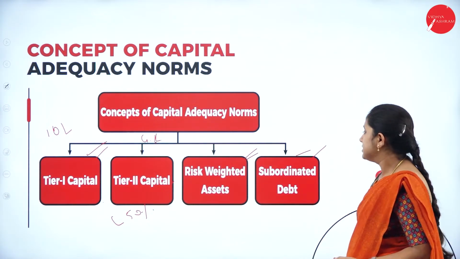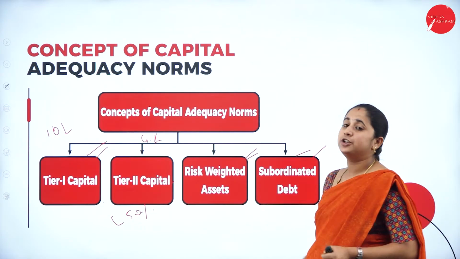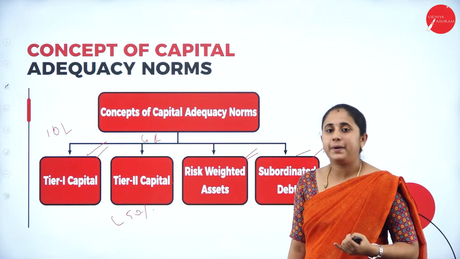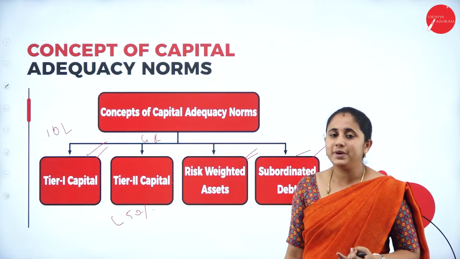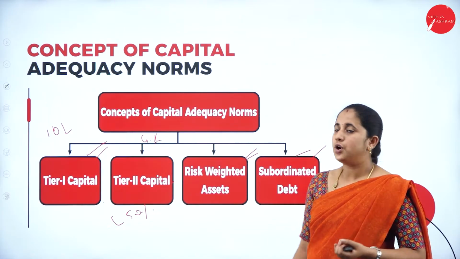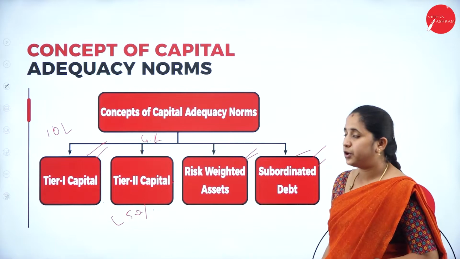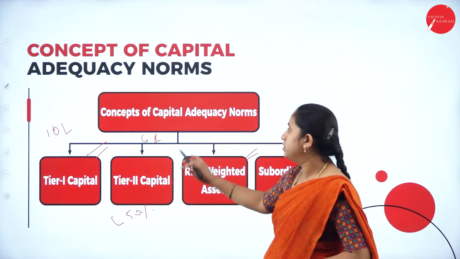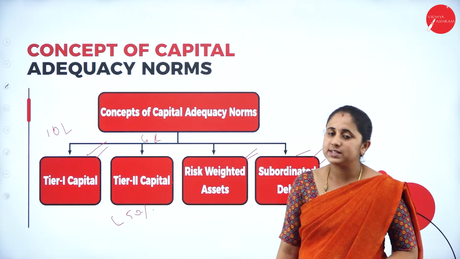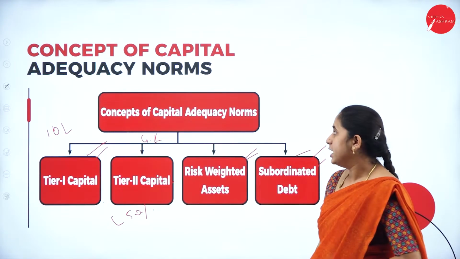Next one is subordinated debt. It includes fully paid up capital and unsecured debt. All these things come under subordinated debt. So this is all about the capital adequacy norms and capital adequacy ratio.